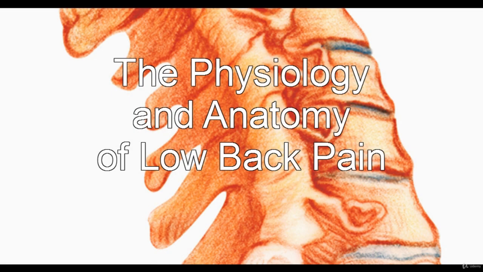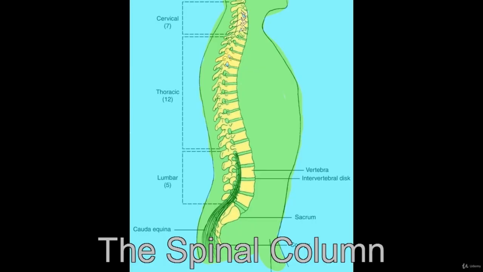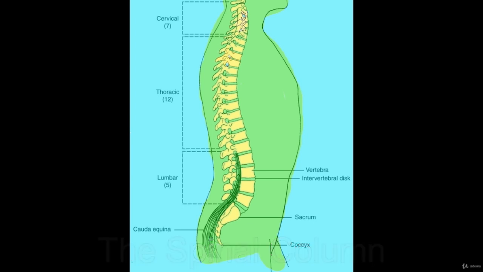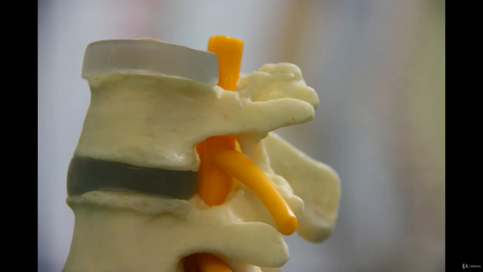Let's talk first about some physiology and anatomy regarding low back pain. The spinal column is composed of about 30 bones, which are called vertebrae. Arising from the vertebrae are 31 sets of spinal nerves. The spinal nerves are represented in this model of the spine in yellow.